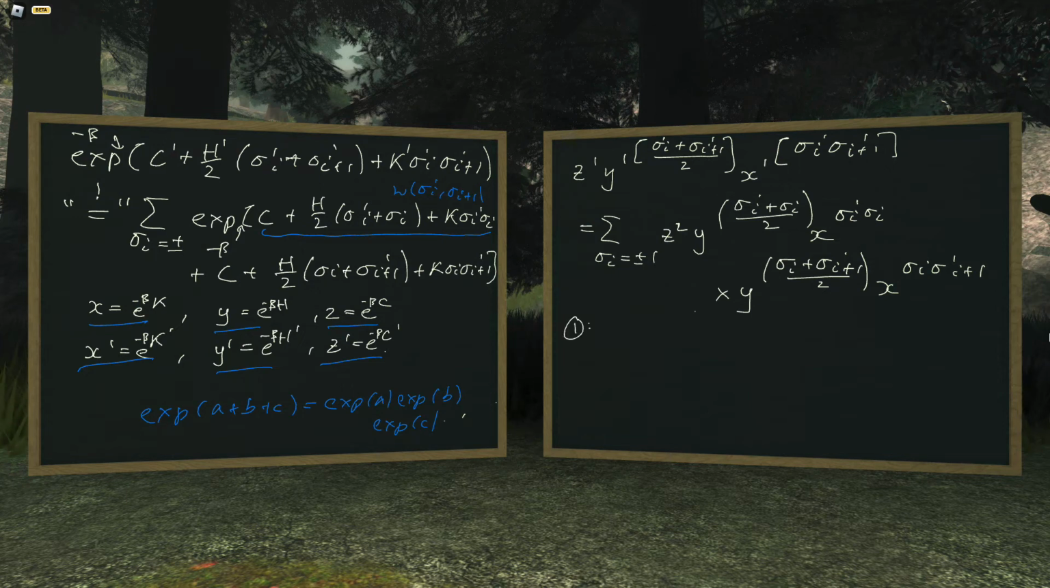Now, if we consider the case where, so there's only 4 cases really. Sigma prime can be either plus or minus 1, so I'll write it down. Sigma prime i is either plus 1 or negative 1, and then sigma i plus 1 prime is either plus 1 or negative 1. So in the case where they're both positive 1, the expression above can be written as this. And I'm also evaluating this sum in this step as well.